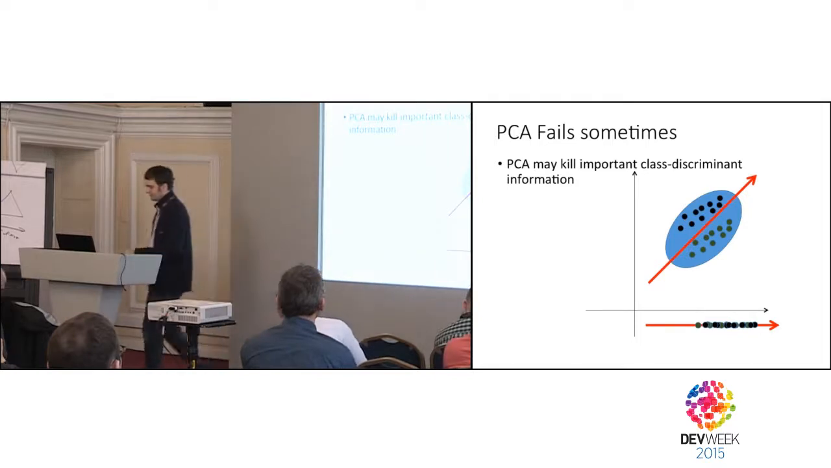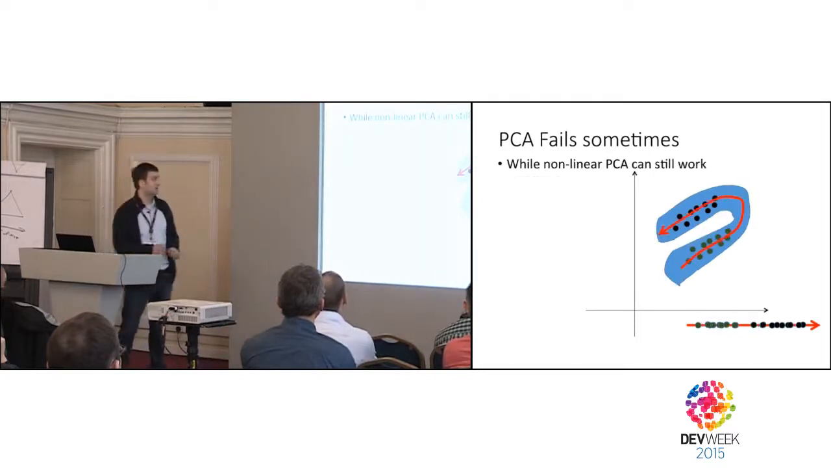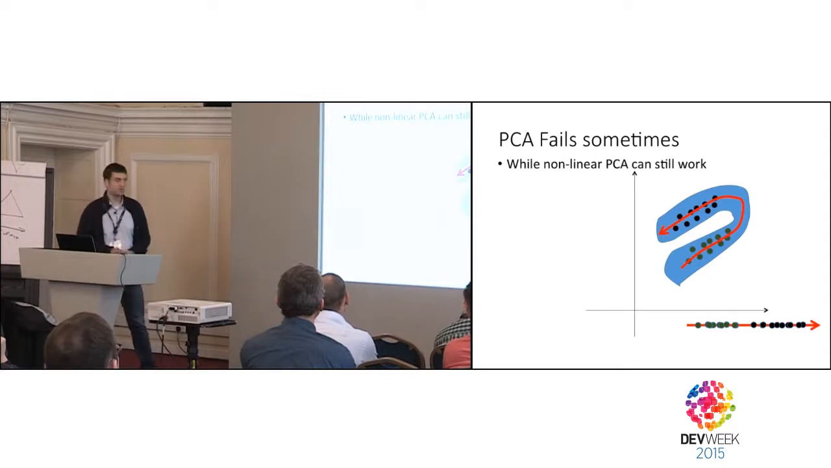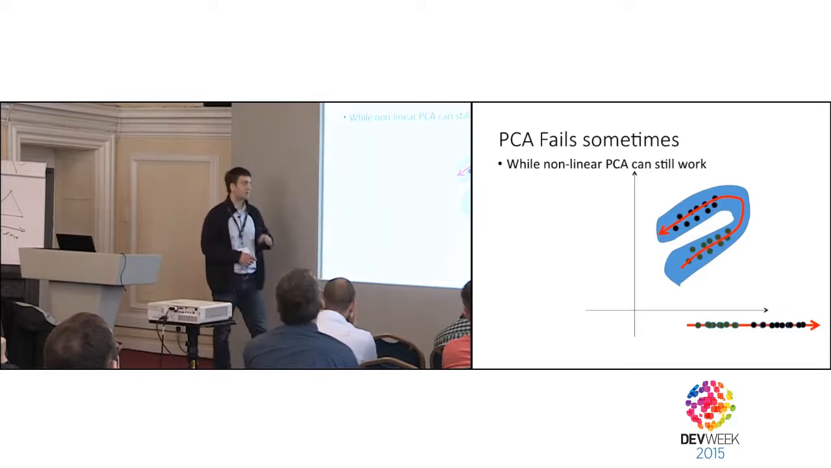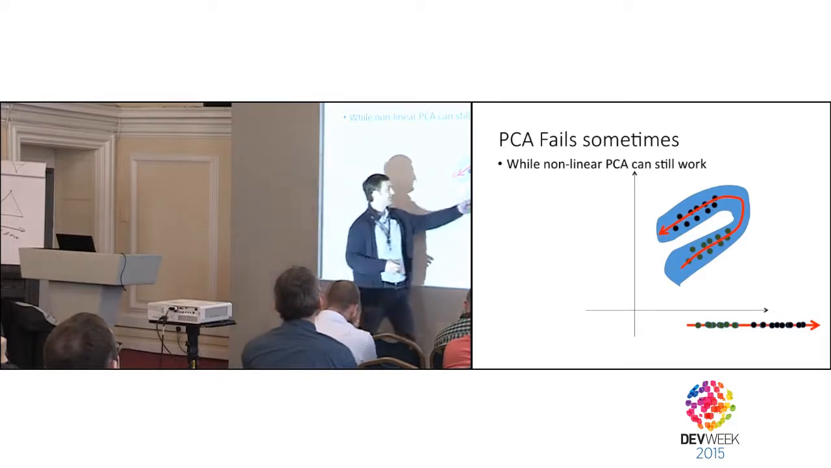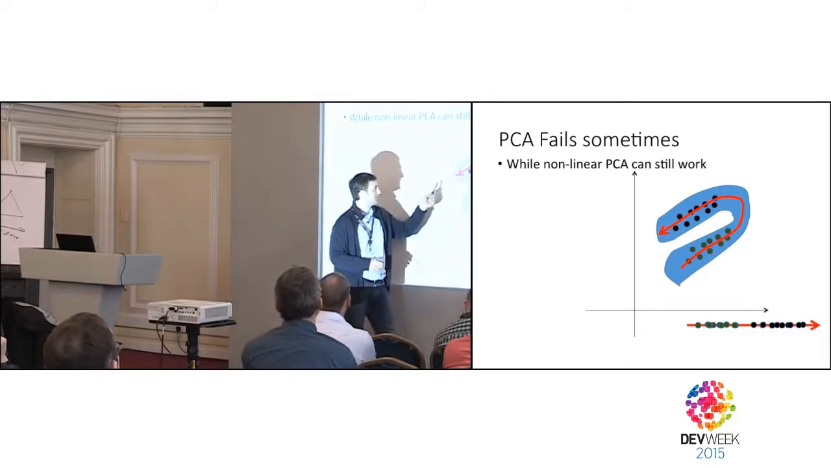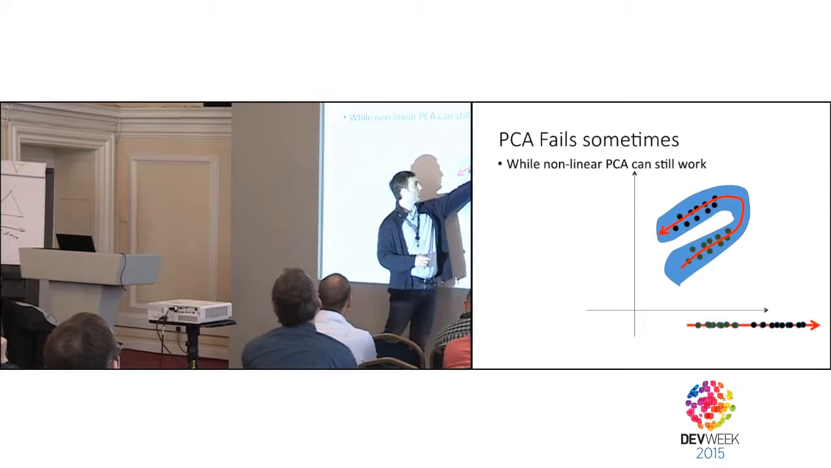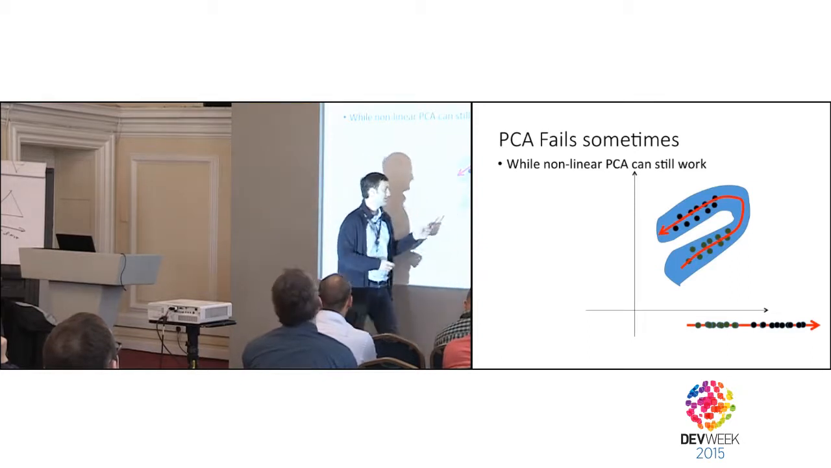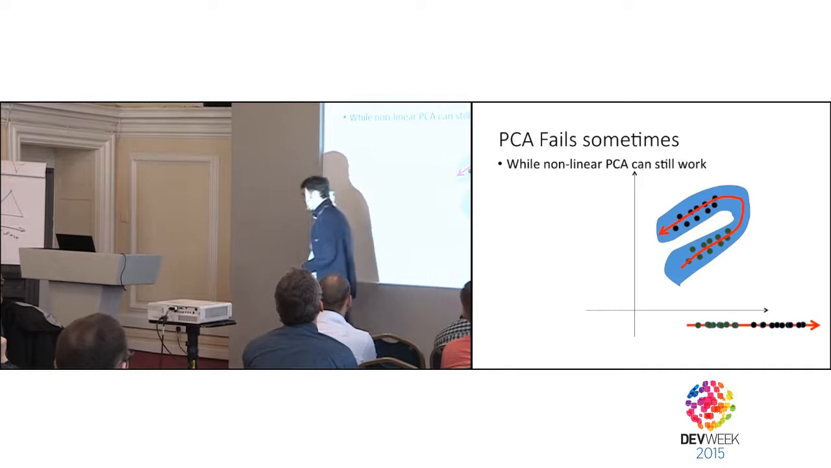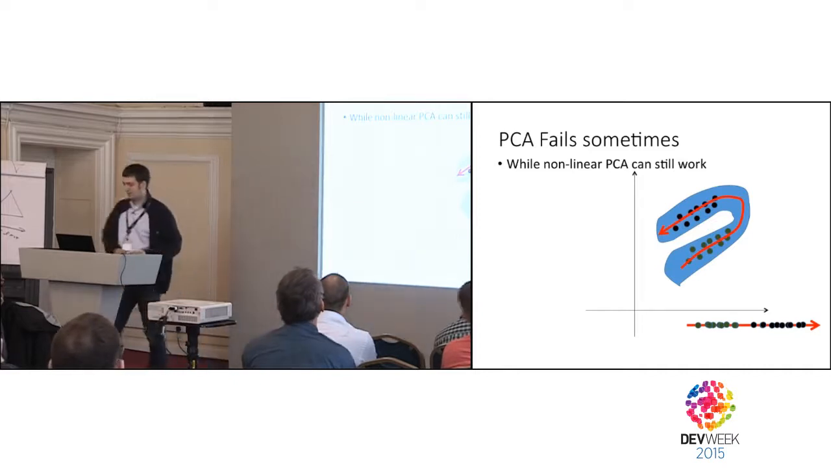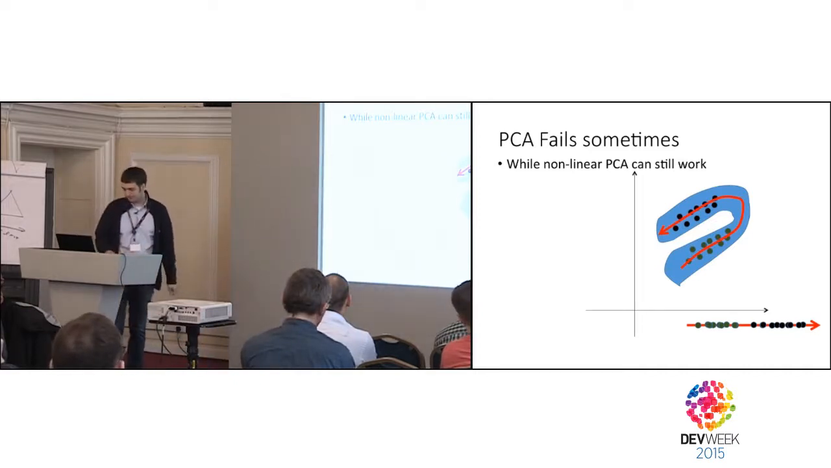Well, for this particular situation, a nonlinear approach could help us. So if we would be able to construct a curvy system of coordinates where we would project all points on this curvy axis, then in this one dimension, we would be able to separate points with a much higher accuracy. So how do we do that?